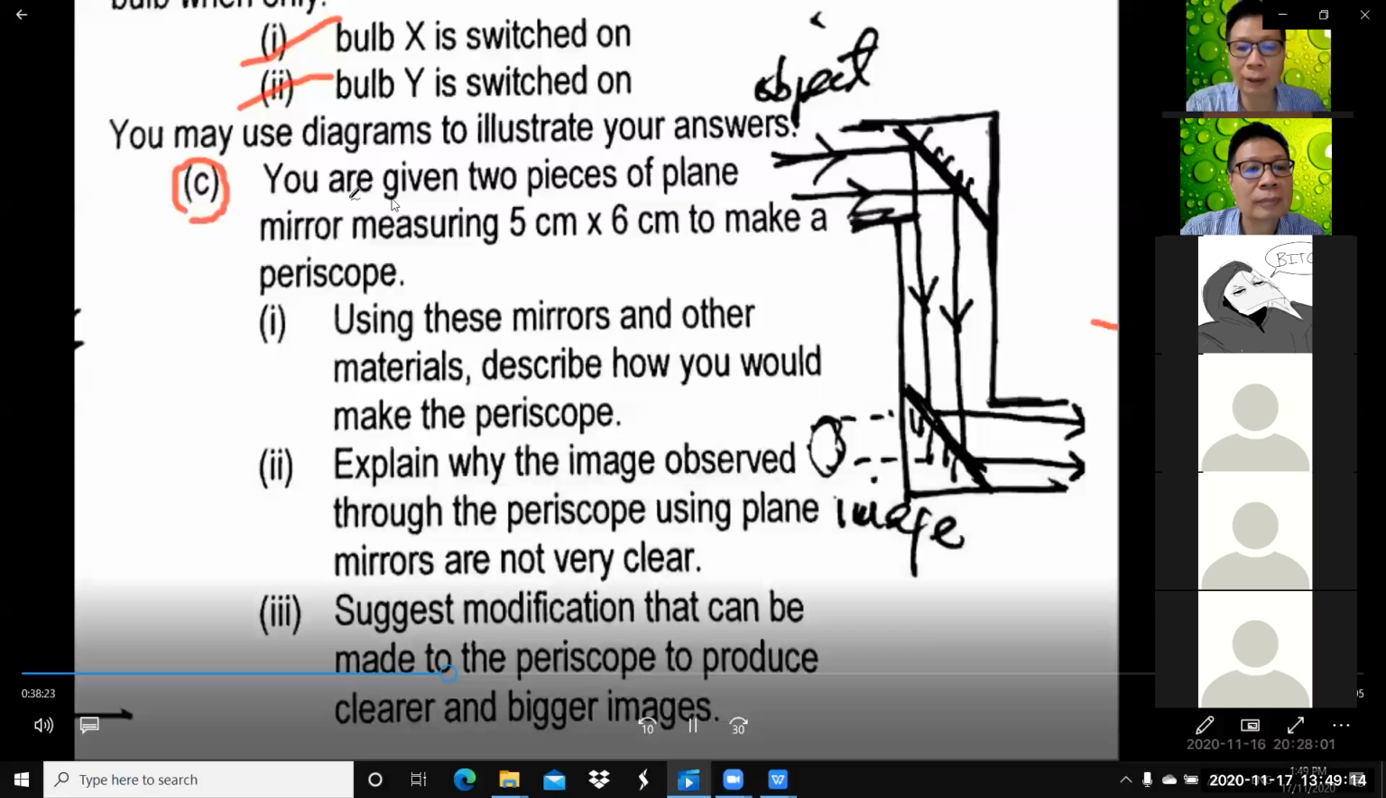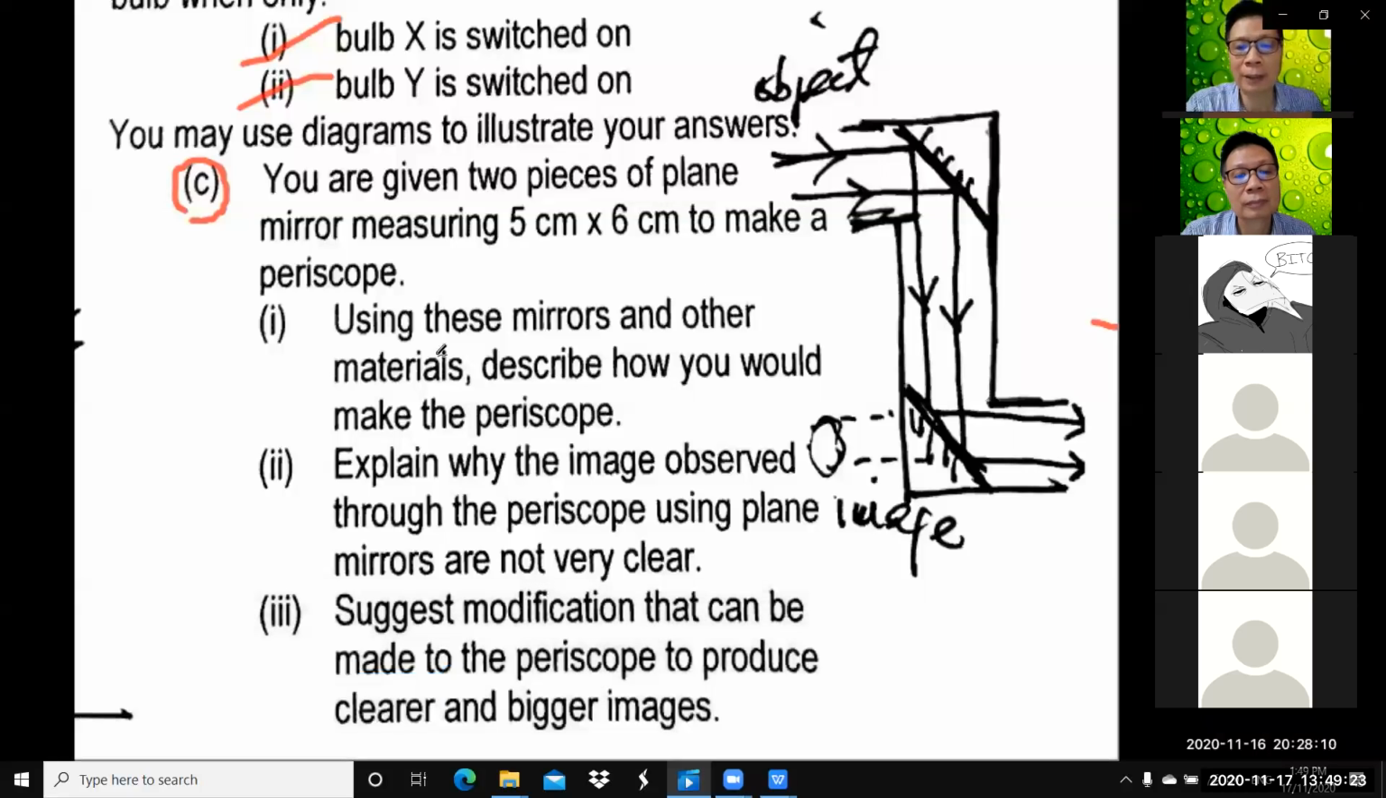Mirror, measuring 5 times 6, to make a periscope. Using this mirror and other material, describe how you would make the periscope. Explain why the image observed through the periscope is not clear and suggest a modification to make it clearer.